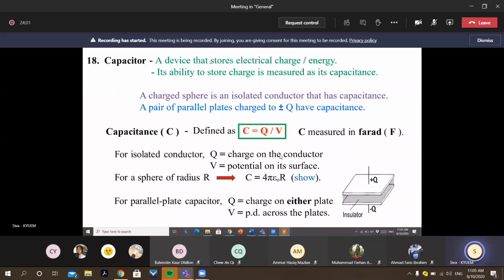A capacitor is a device that stores energy, or charge. And we use capacitance as a quantity to measure how much charge it can store. Larger capacitance means it can store more energy. So capacitance is defined as Q over V. Okay. So hold on. Next one, I want to see whether I have the graph or not.